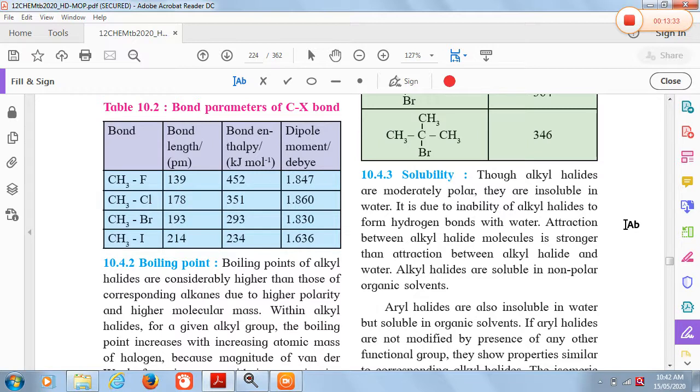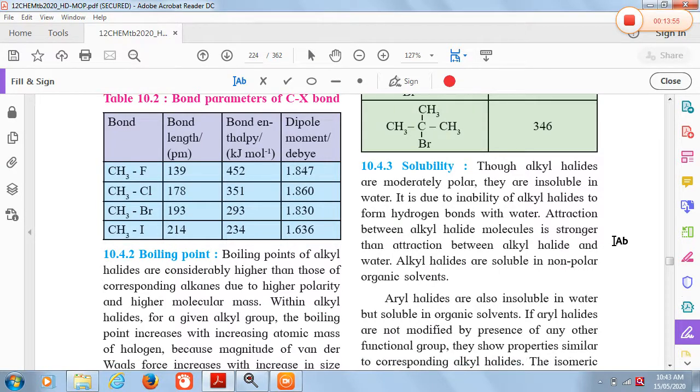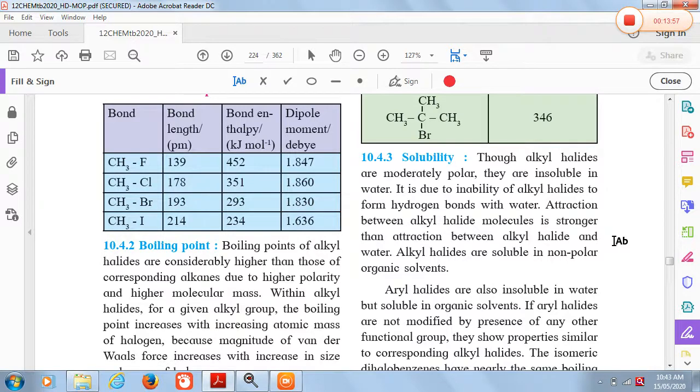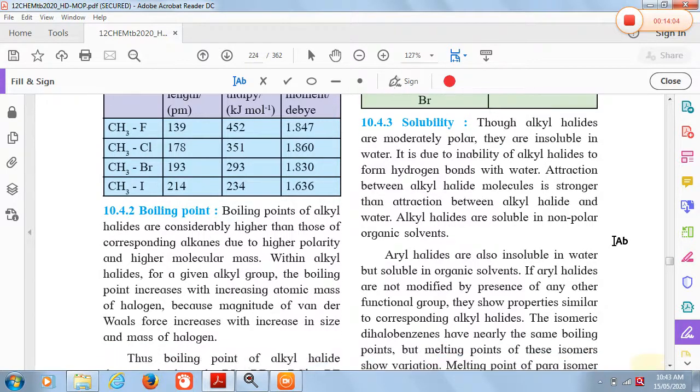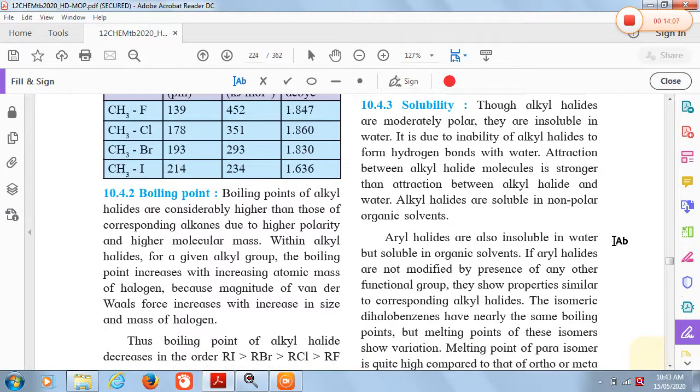For this you can refer to the 11th standard, second topic, states of matter, in which hydrogen bonding is mentioned, or you can check the same concept in solubility of alcohol in the next topic. So attraction between alkyl halide molecules is stronger than attraction between alkyl halide and water. So alkyl halides are soluble in non-polar solvents such as benzene, ether, etc.